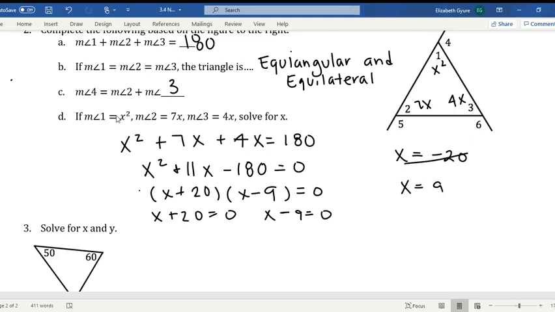But would 9 be logical? Yeah, that would give you 81. That would give you 63, and that would give you 36. And it could even be a good idea at the end to add those up, make sure they equal 180.